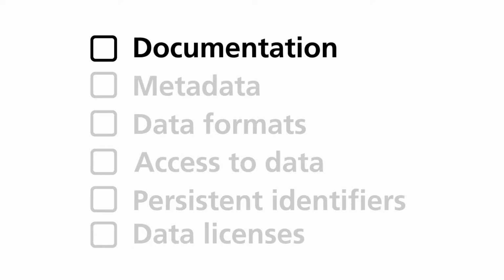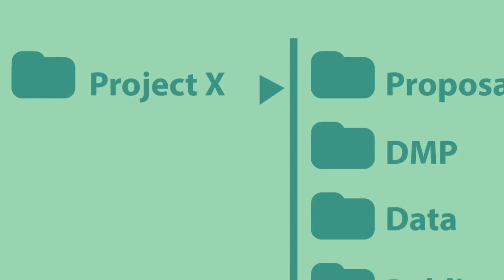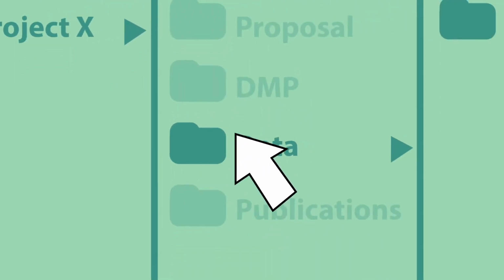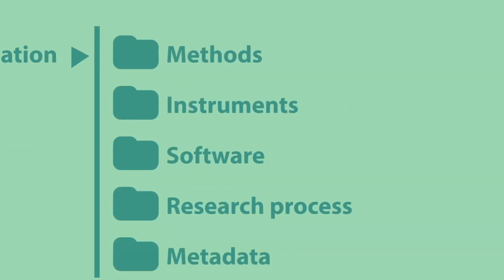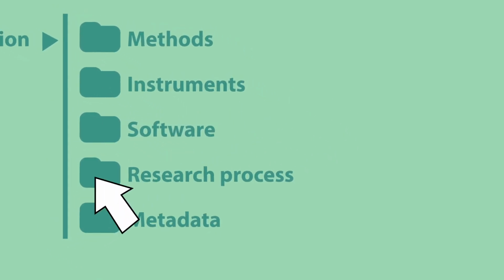Here are a few tips on how to document your research data. At the very beginning of the project, agree with your colleagues and collaborators on a common strategy for structuring and documenting the data. Document all the details on how the data were collected or generated, for example on methods, instruments, and software. Document the entire research process.